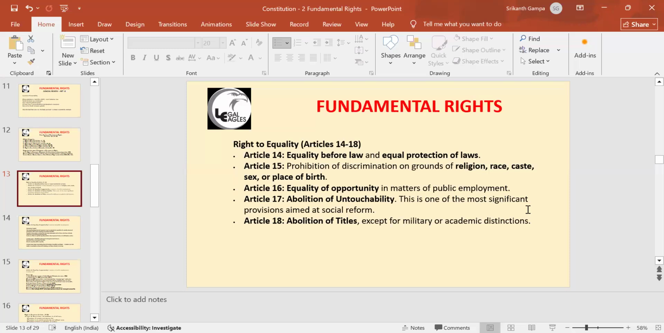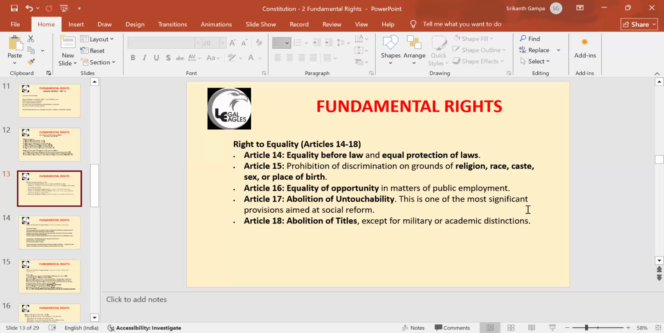Article 15 talks about prohibition of discrimination on the grounds of religion, race, caste, sex, or place of birth. The state shall not discriminate against any citizen on the grounds of religion, race, caste, sex, or place of birth. So it will not be any disadvantage if your religion is high, or your race, caste, sex.